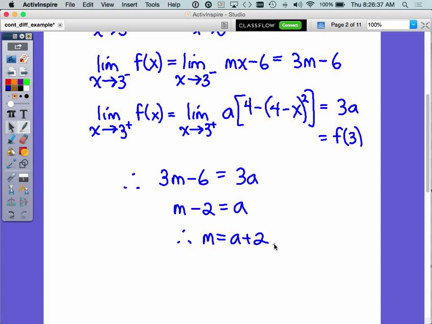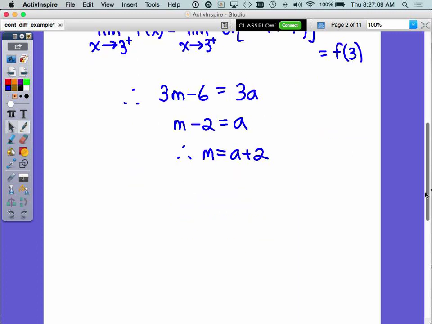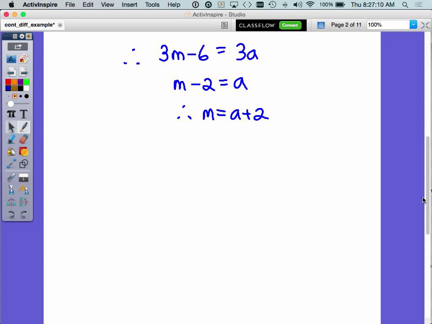The original question asked us for the conditions such that the function would be continuous at x equals 3. And what we find is that we've got this condition, m equals a plus 2, which means there's an infinite number of possibilities as long as m is 2 bigger than a. So for example, if a equals 0 and m equals 2, that would work. If a equals 6, m equals 8, that would work. There's an infinite number of answers, and all we have to do is describe them, and that's what we've done here. Now we can move on to the last part of the question, which is asking us about differentiability.